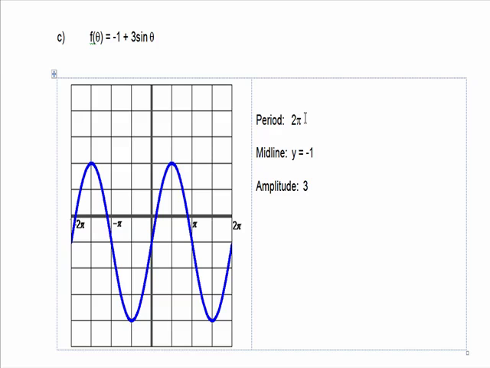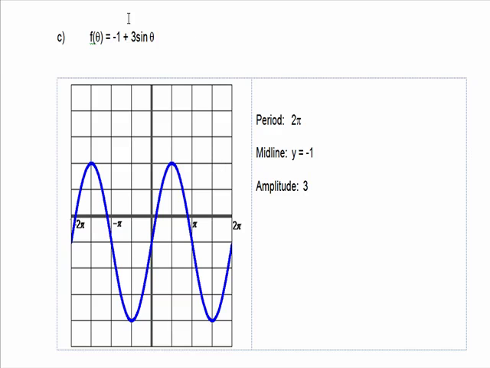That does not affect my period. My period's still 360 degrees or 2 pi radians. It will, however, affect my midline. And again, notice the graph goes up to 2, down to -4. And if I figure out where the halfway point is between +2 and -4, I'd learn it's -1, so the midline is y equals -1.